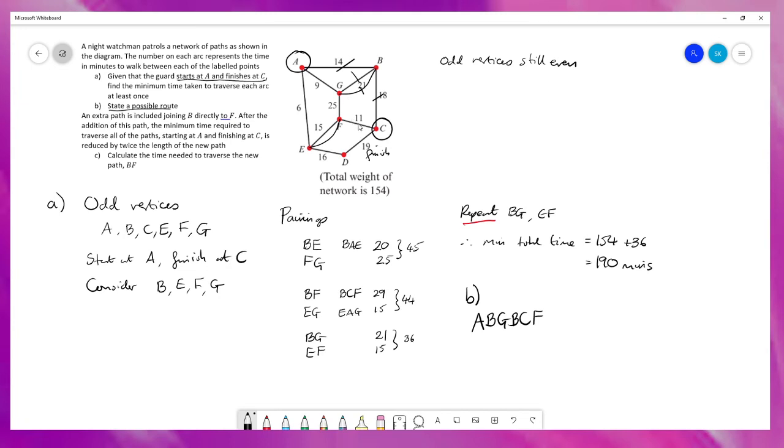Now again, I like to try and get rid of these doubles as soon as possible, so I'm going to go to E and then back to F. And then we're very limited in our choices. We've got to go to G, then we've got to go to A, then we've got to go to E, to D, to C, and we're done.